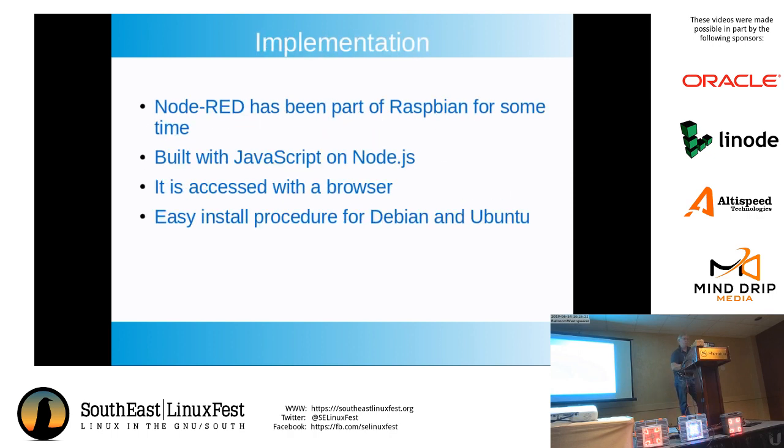It's been part of Raspbian, so it's been on the Raspberry Pi for a while, and it's basically built using JavaScript on top of Node.js. It sets up a client instance that you can get into with a regular browser, and you can see what's going on there. Again, this is another thing that's pretty simple to install, and there are quite a few recipes on the network to do it.